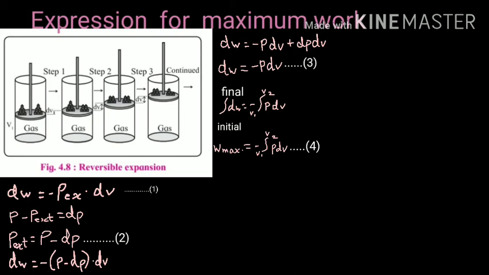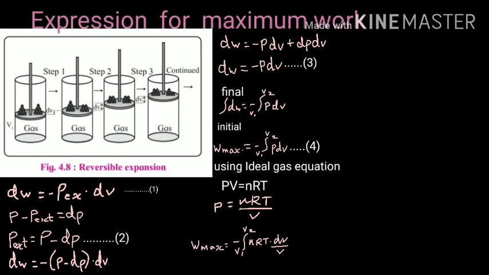Now we shall use the ideal gas equation, which is PV is equal to nRT. Just shift the V to the denominator, hence you will get P is equal to nRT divided by V. Substitute the value of P in equation 4. We get W max is equal to minus integrating between the limits V1 to V2 nRT dot dV by V. Because temperature is constant, in the next step we are going to remove minus nRT out and we are going to integrate dV by V between the limits V1 and V2.